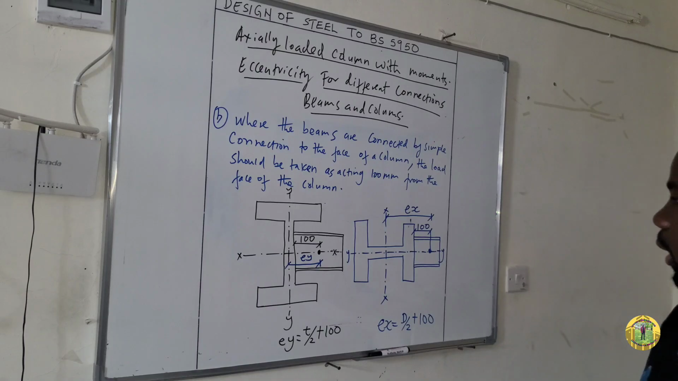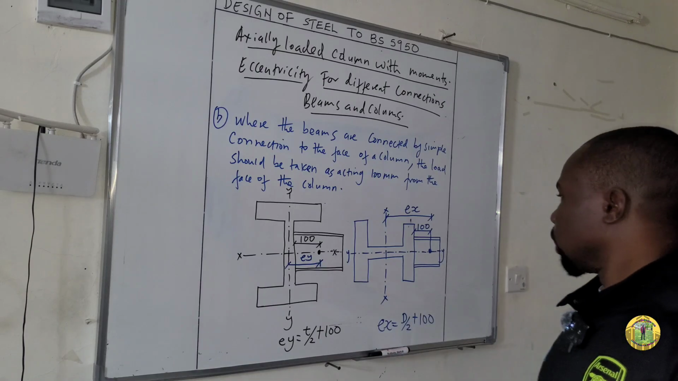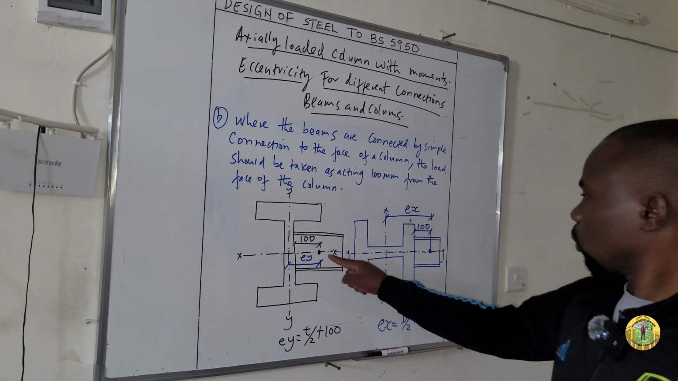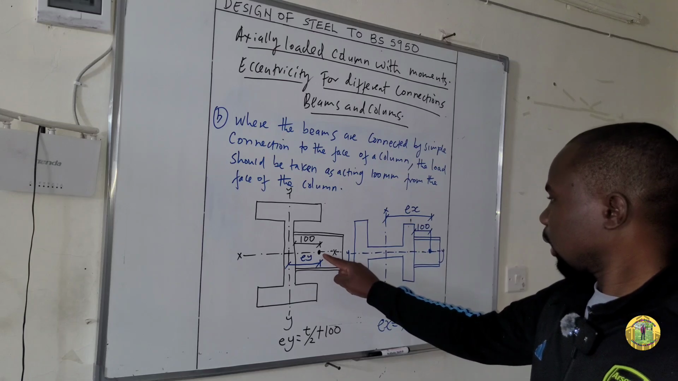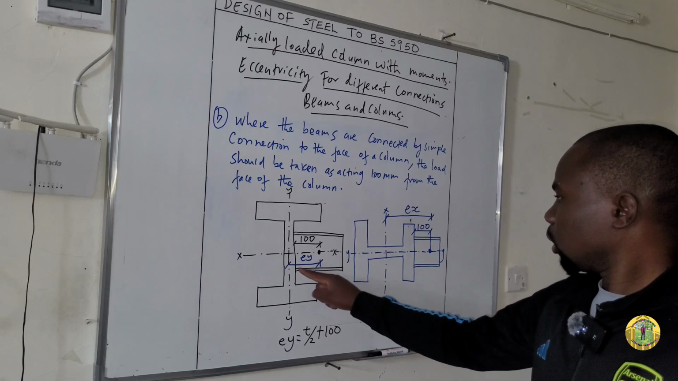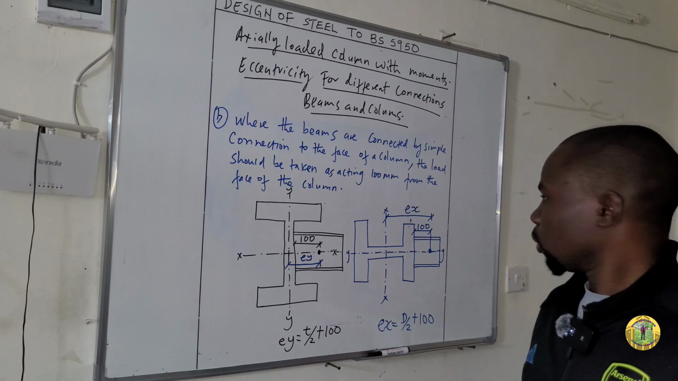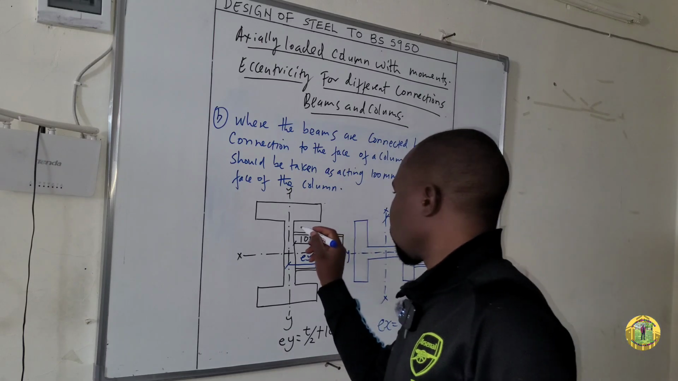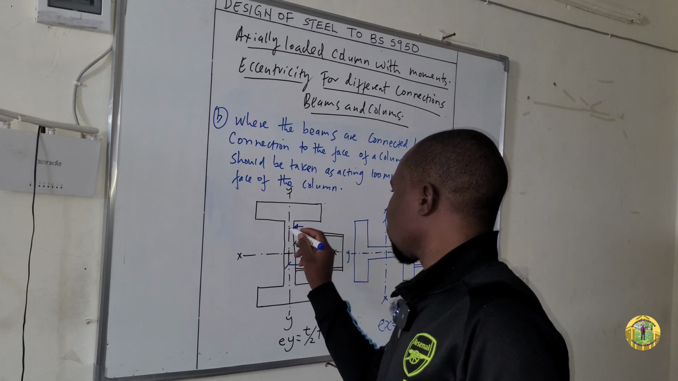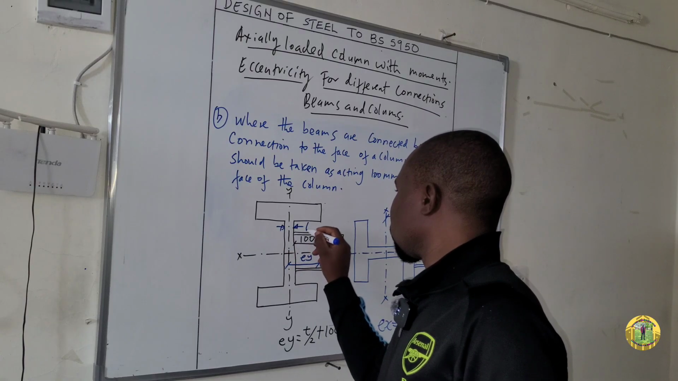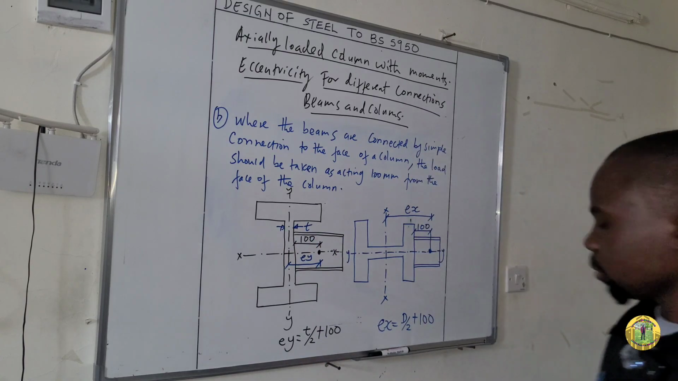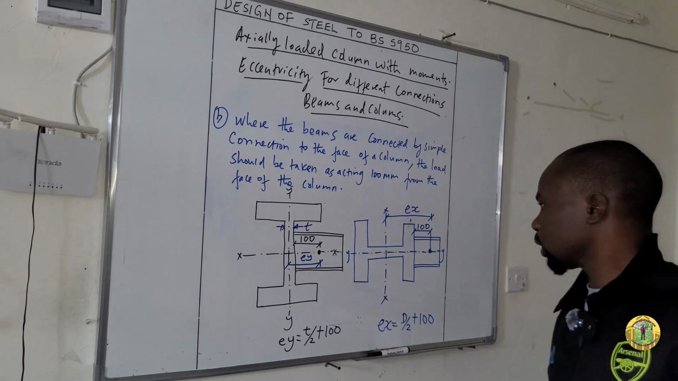So to obtain EY, whereby the load is acting, you will take T over 2. So this is, we have said this is the T. So T over 2 plus 100.